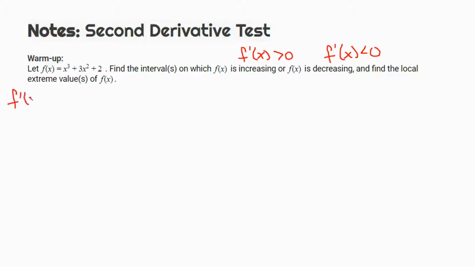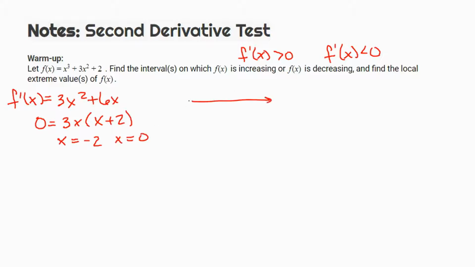So f prime of x is equal to 3x squared plus 6x. If we are looking for our critical values, we need to set this equal to 0. I'm going to go ahead and factor out the 3x. And we find that our critical values are x equals -2 and x equals 0. Okay? So you can make yourself one of these sign charts, and we'll go ahead and put our x values on the chart. And these locations are where our derivative is equal to 0. We are concerned with what is happening in each interval around these critical values.